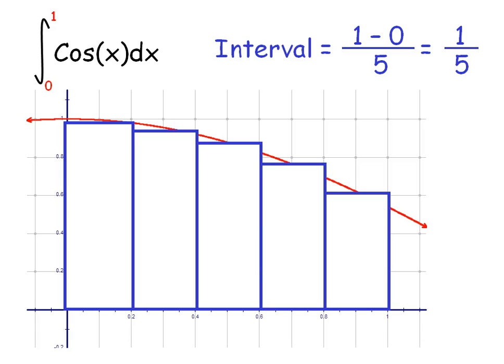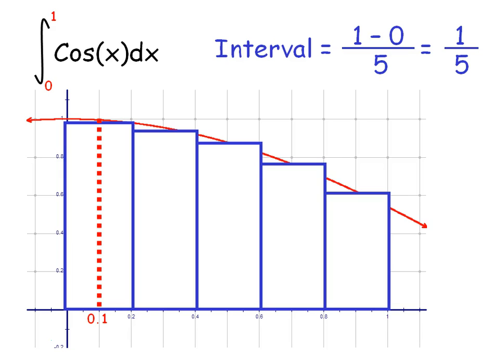Now, the midpoint of the first rectangle: the base of the rectangle goes from 0 to 0.2. So the middle of the rectangle is going to be at x equals 0.1. If you're not sure how to get that, just add 0 plus 0.2 and divide by 2, and it will give you that midpoint. From here we just have to add 0.2 each time to get the midpoint of the next rectangle.